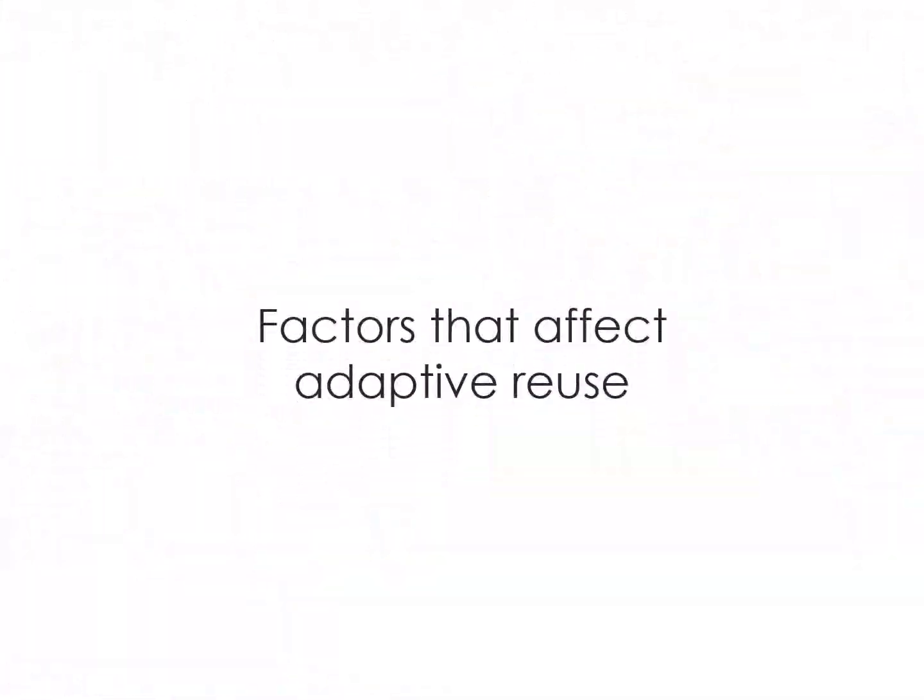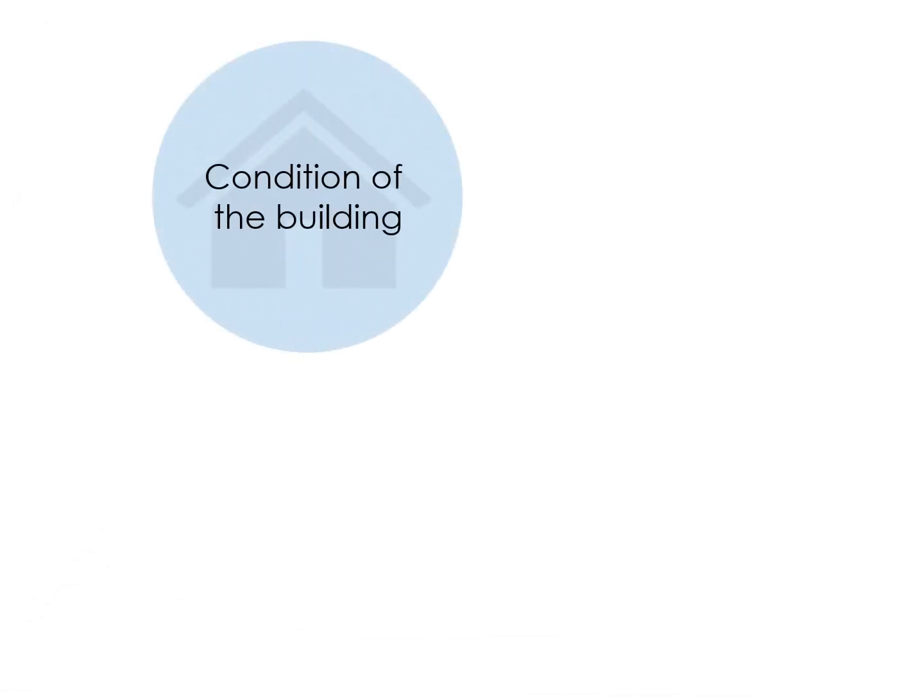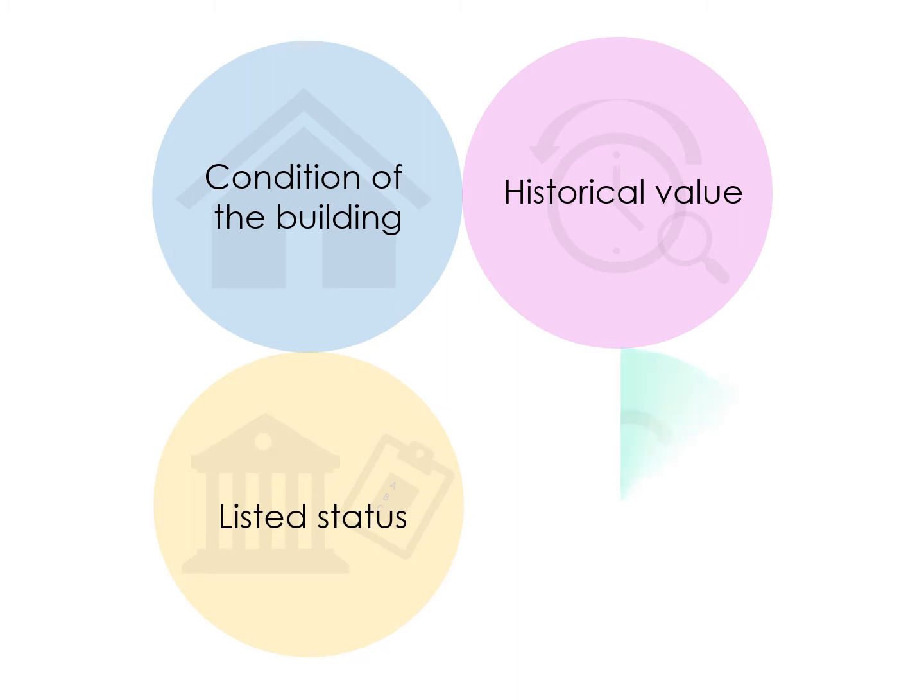There are many factors that may affect the decision if a building is adapted for new use or not. These include the condition of the building, the historical value, the listed category, and the cost. As such, each plays an important role as to whether a building becomes a candidate for adaptation, and in some cases, it is a deciding factor between adaptation and demolition.